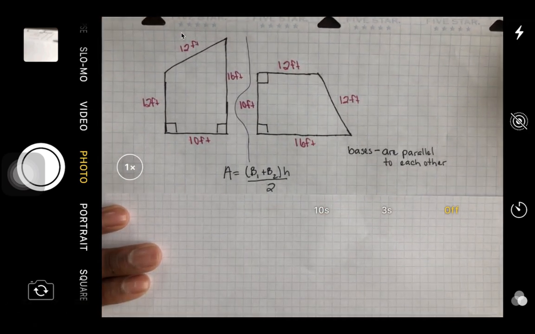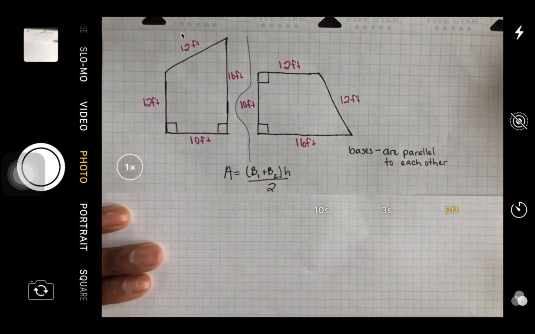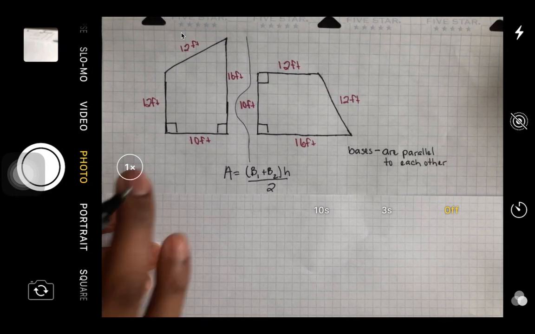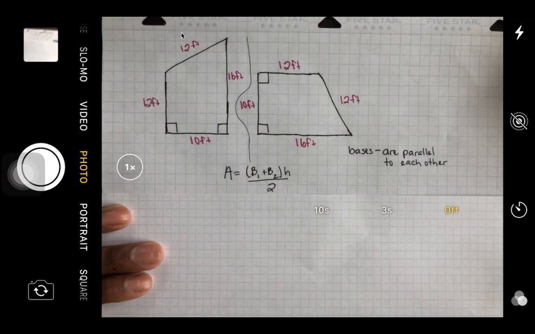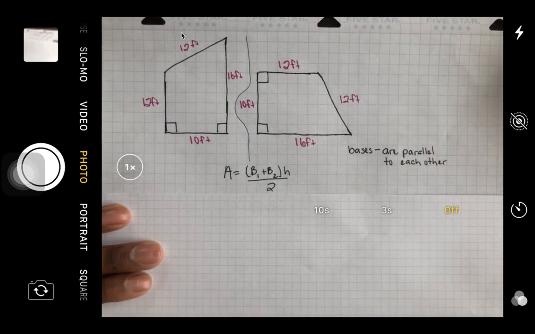All right, guys, let's check your work. So I drew that same trapezoid you guys did two different ways, just to show you that it doesn't matter if it's vertical or horizontal. As long as you use the equation, you should still get the same answer.